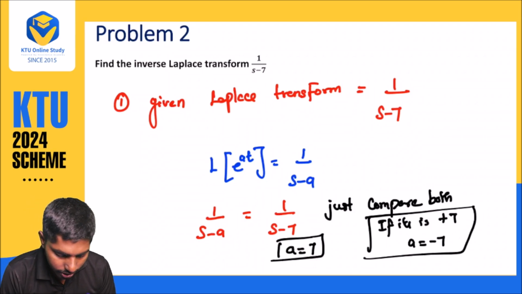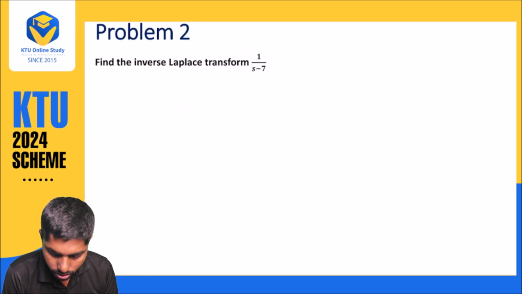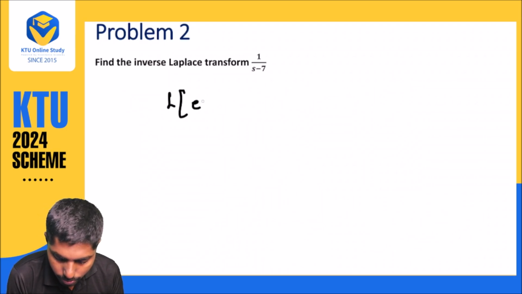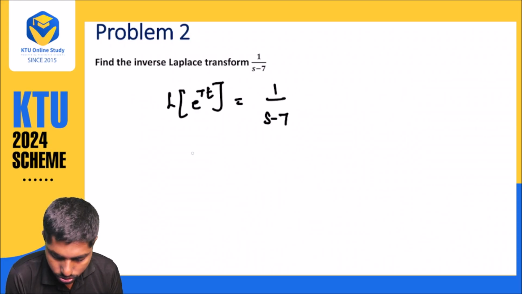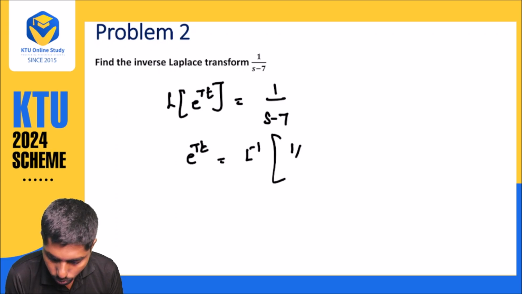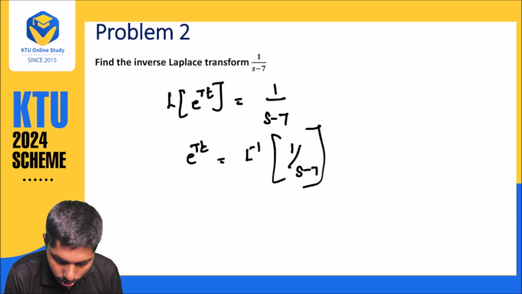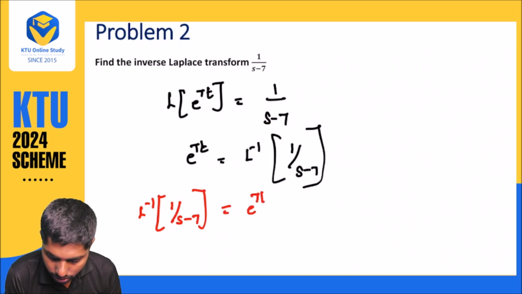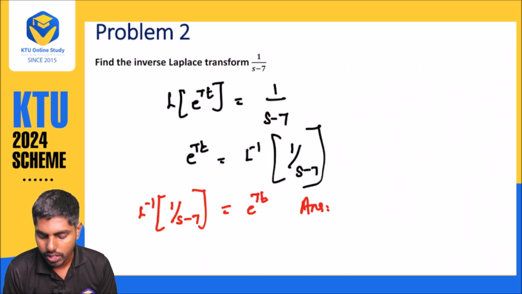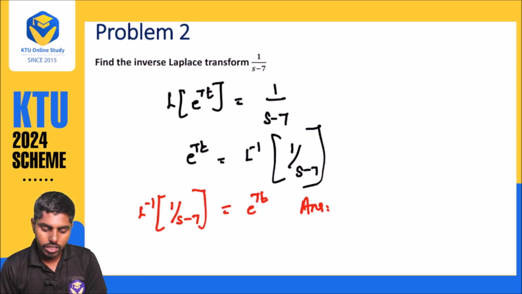So when we have identified the value of a, we can substitute: L of e power of 7t is equal to 1 divided by x minus 7. So e power of 7t is equal to L inverse of 1 divided by x minus 7. This is what they have asked. So what is the question they have asked? They have asked about L inverse of 1 divided by x minus 7. That is nothing but e power of 7t, which is our answer. Simple thing only you want to learn.